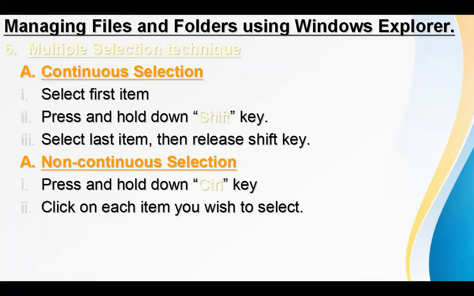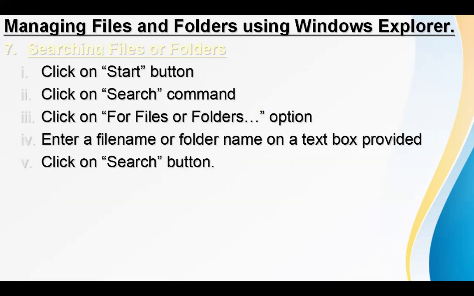Multiple selection technique. Let's start with continuous selection. You can select continuously by holding the shift key, then selecting the last item, then releasing the shift key. You have already selected all those files or folders continuously. Or you can select non-continuously by holding down the control key, then clicking on each item which you wish to select.